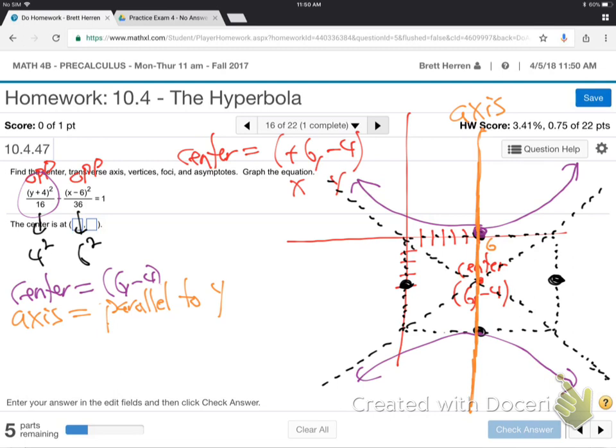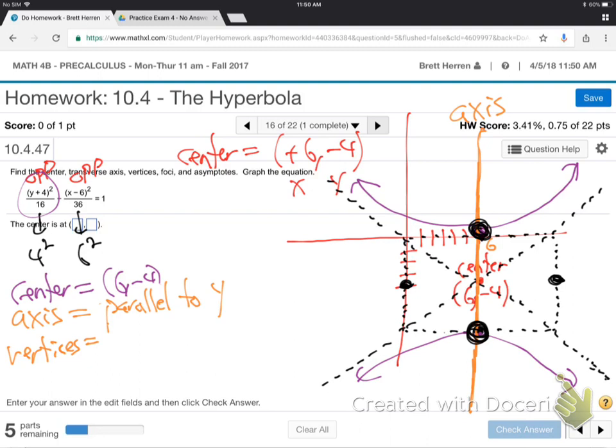Okay, next, vertices. They want the actual coordinates of the vertices. What are they? Well, this and this, these big ones right there. Those are the vertices, the places where it hits.